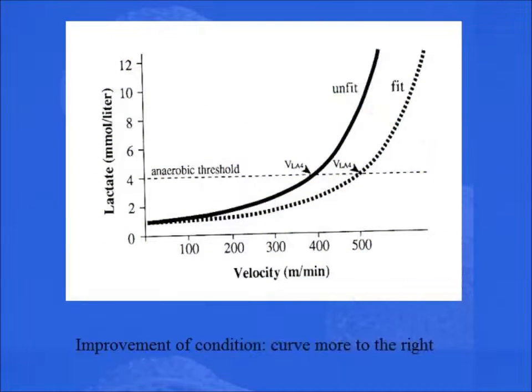Here we'll see a graph, and you can see two curves. The left curve is from an unfit horse. The right one is a fit horse. On the left axis is the lactate, the concentration of lactic acid, and on the bottom is the velocity. It's like the work. So what you will see is the more work, the higher your lactic acid.